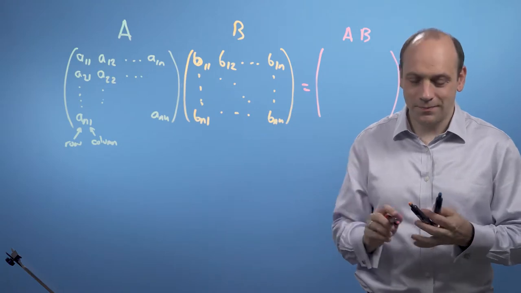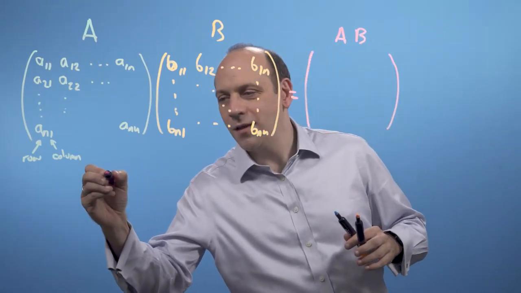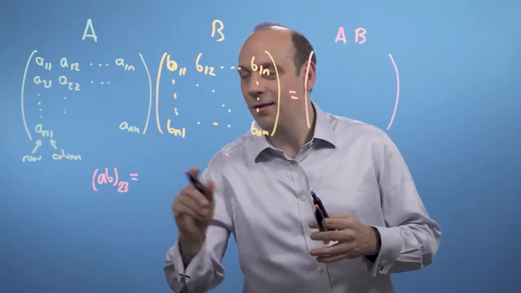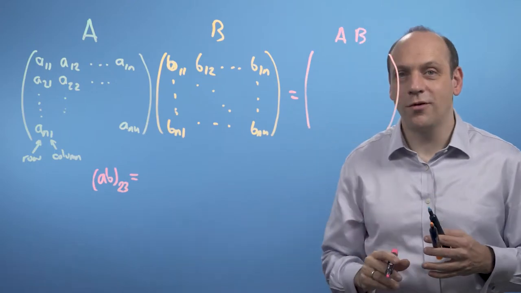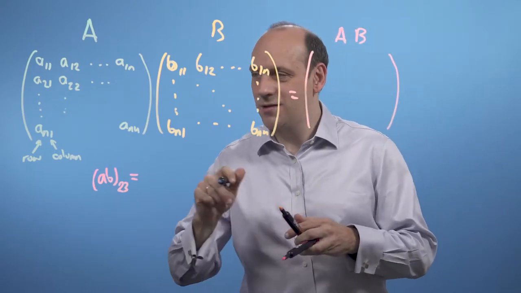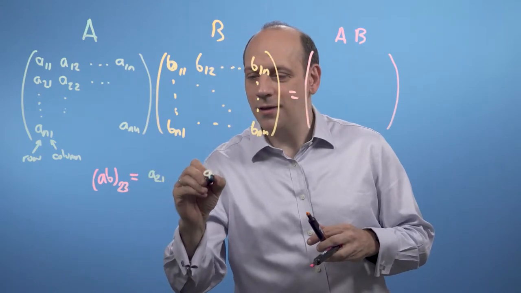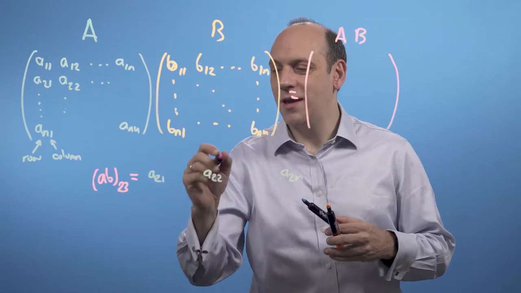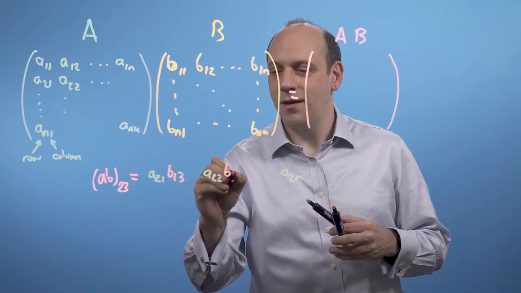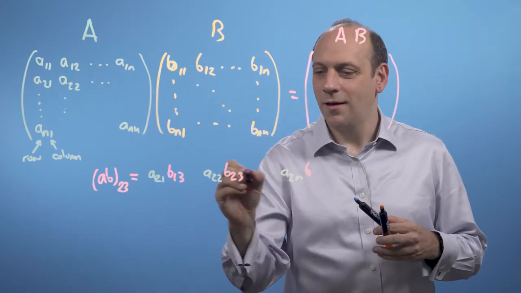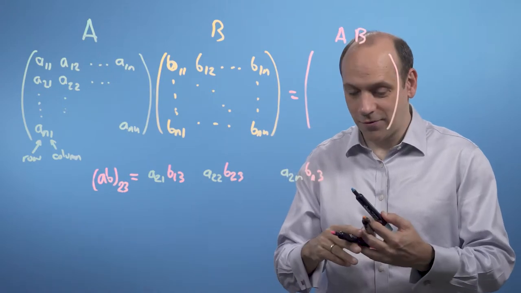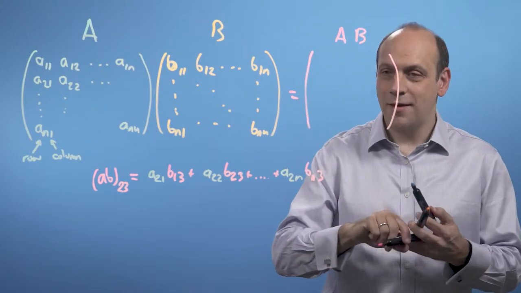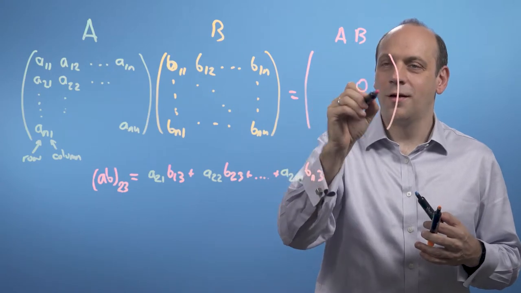So let's do an example. If I want, let's say, element 2, 3 of AB, I'm going to get that by taking row 2 of A, multiplied by column 3 of B. So I'm going to take row 2 of A, that's going to be A21, A22, and all the others up to A2n. And I'm going to multiply it by column 3 of B, so that's B13, B23, all the way to Bn3. And I'm going to add all those up, and I'll have a dot, dot, dot in between. So that's going to be this element, row 2, column 3 of AB.